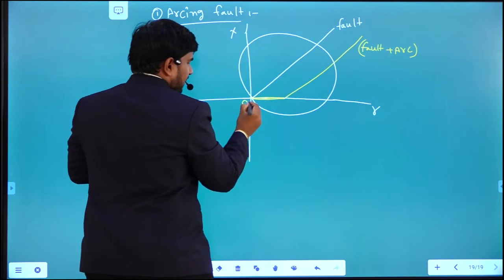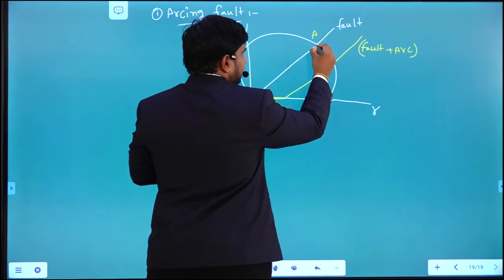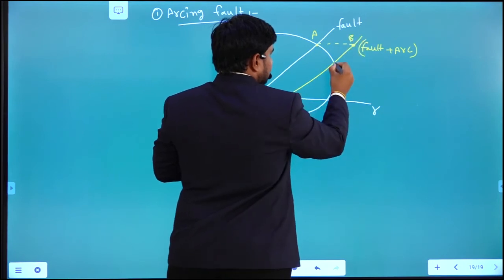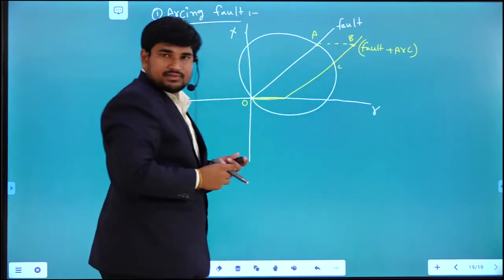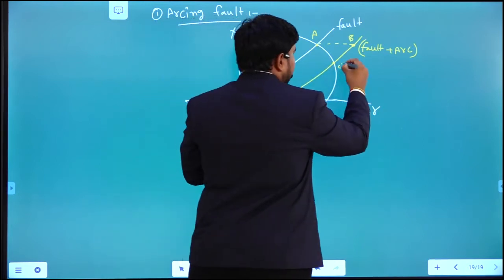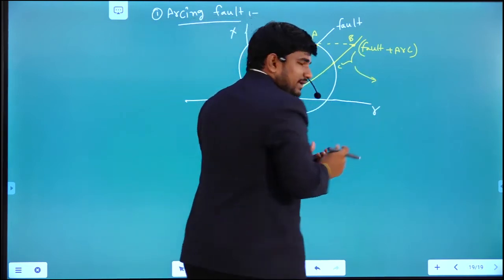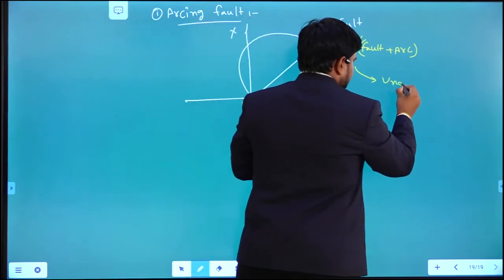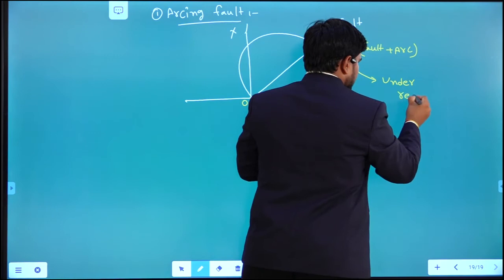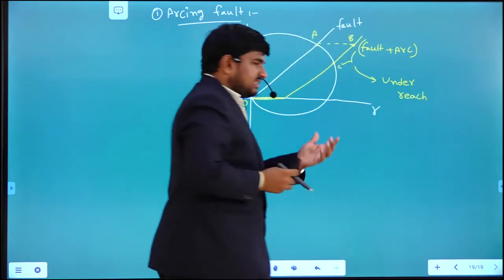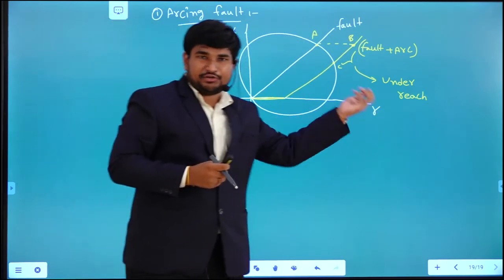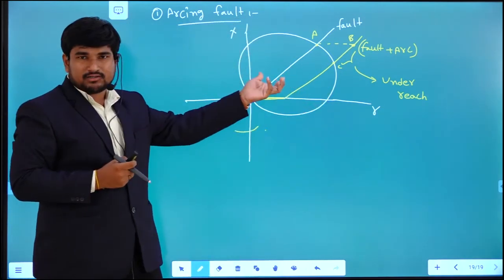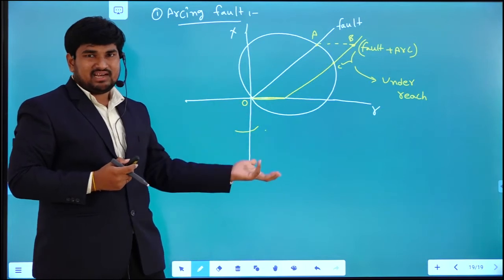For example, if this is point 0 and this is point A, and this is B, this is C. Similarly, like the impedance relay, the BC value is looking like under reach, right? It is looking like under reach. Under reach in the sense the distance is reducing, the protecting zone is reducing because of this arcing fault. So the limitation is still present.